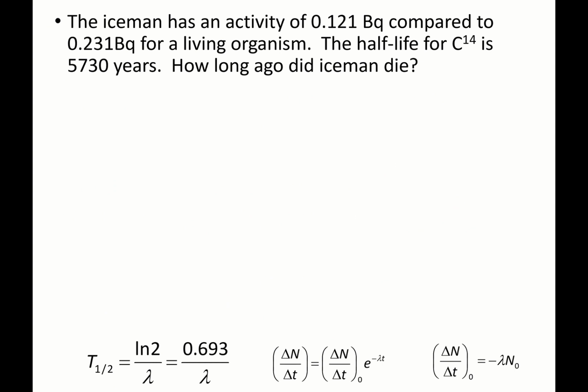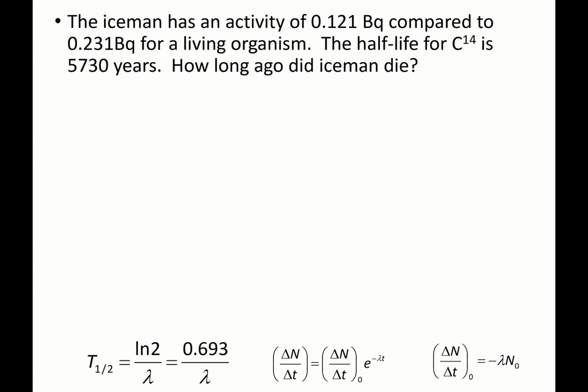All right, let's do something with half-life and radioactive dating. So the Iceman has an activity of 0.121 becquerels, whereas a living organism has 0.231 becquerels. The half-life for carbon-14 is 5,730 years. So how long ago did the Iceman die? The Iceman was a body that was found melted in a glacier up in the Alps over in Europe. And so they took a small specimen to do radioactive dating to figure out when he had his last breath, when he had his last meal.